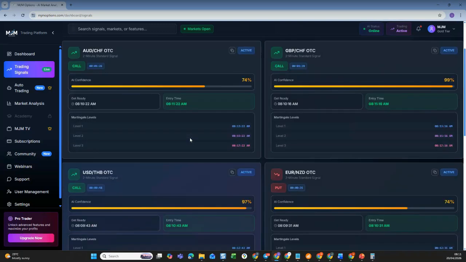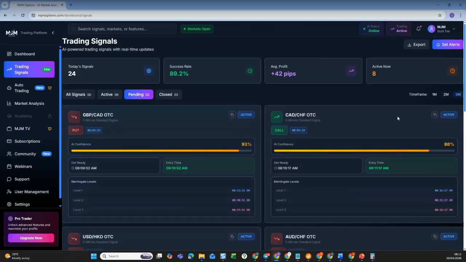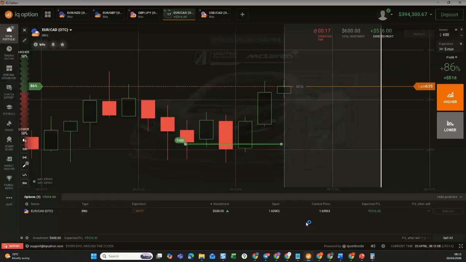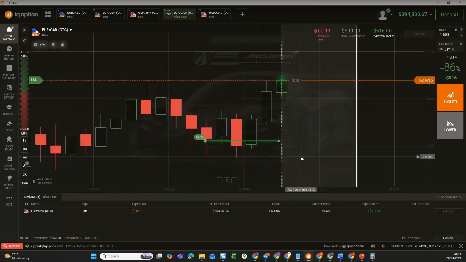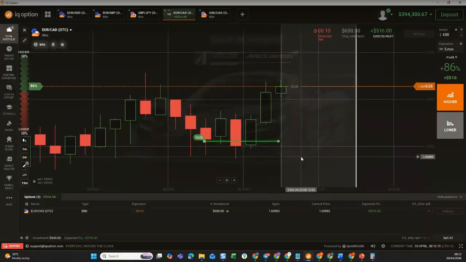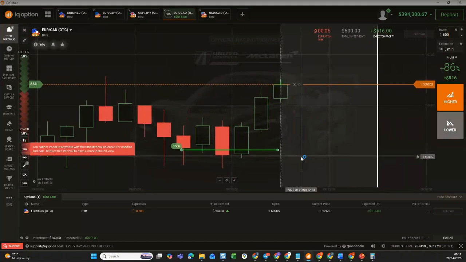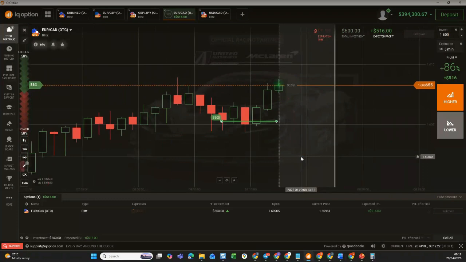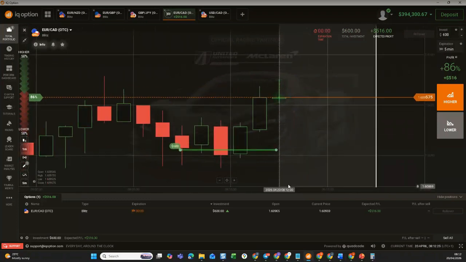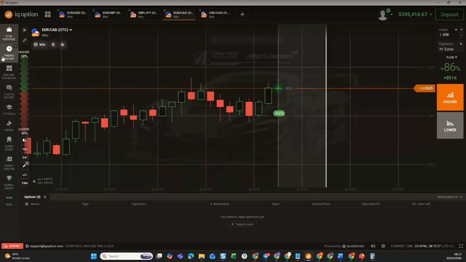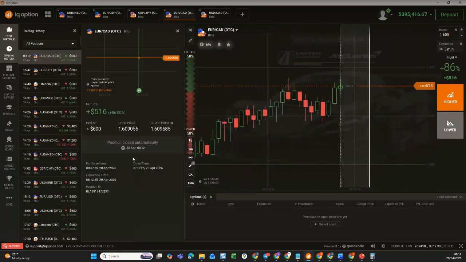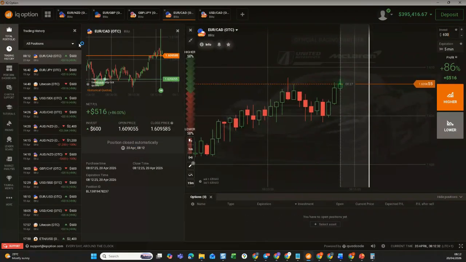So likewise for 5 minutes too. If you see 90 and the countdown is more than 5 minutes, it is active. It is upcoming, it is pending. But if it is now up to 5 minutes, then it is already running. So now I have 6, 5, 4, 3, 2, 1. Okay, so I just won this trade, and that is the EURCAD that I just won.